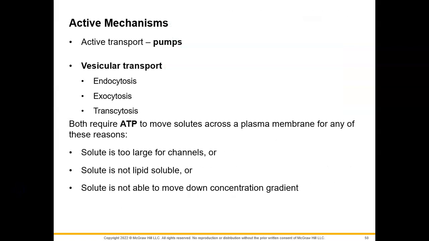Active mechanisms include active transport, which utilizes pumps, and vesicular transport that uses processes like endocytosis, exocytosis, and transcytosis. Both require ATP to move solutes across a plasma membrane for any of these reasons. The solute is too large for channels, or is not lipid soluble, or is not able to move down its concentration gradient.